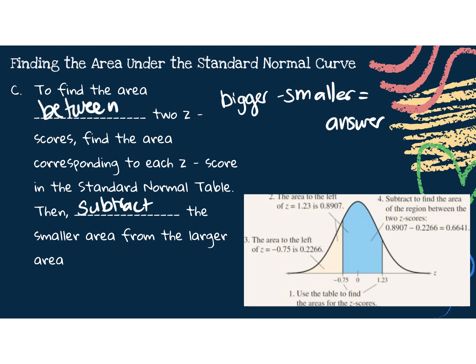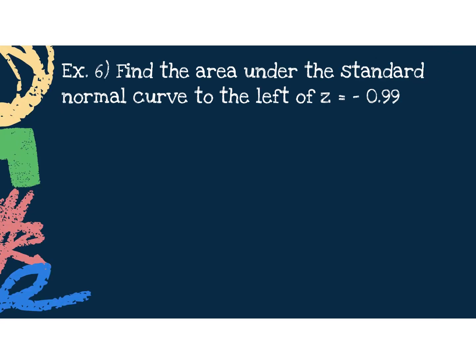To find the area between two z-scores, you find the area for each corresponding z-score in the standard normal table, and then subtract the smaller area from the larger area. We want to make sure we subtract the smaller from the larger because areas have to be positive. So you take this big area here and subtract this smaller one, and that leaves you with our answer. Go ahead and try examples 6, 7, and 8. Try those 3 problems, pause, and come back for your answers.